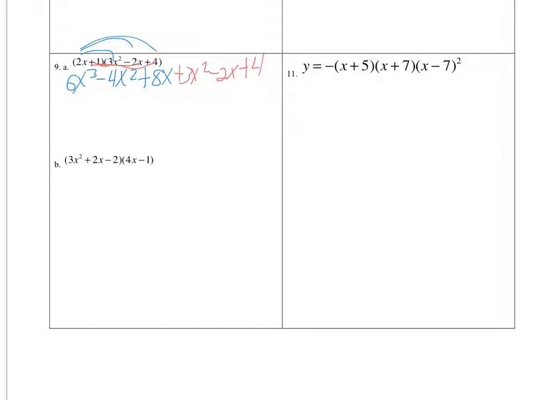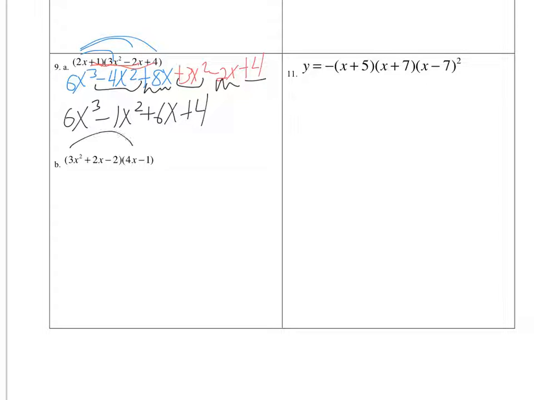I've got to see if I can combine any like terms. I've got x squareds that are in play here and then some x's. So we got 6x cubed, minus 4 plus 3 is minus 1x squared. Plus 8 minus 2 is plus 6x. And then we get a plus 4 sitting at the end.